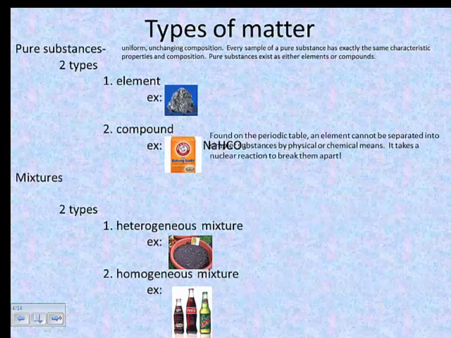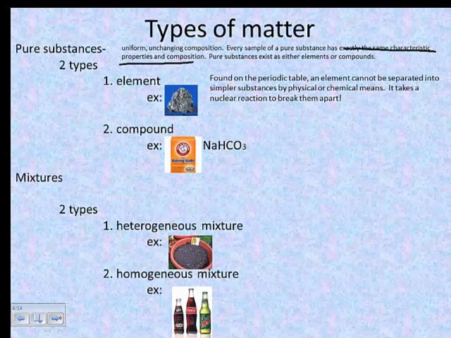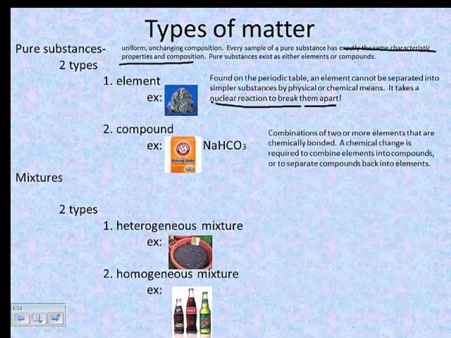Now, elements. Elements are found in the periodic table. Obviously, you cannot separate elements into anything smaller. We'll find out later on that's not true. That takes a nuclear reaction to break them apart. We're going to focus on chemical reactions till the end of the semester when we talk about that. So elements cannot be broken apart, and they're found in the periodic table. That's what you need to get from that. Compounds, on the other hand, you see the baking soda down there. Combinations of 2 or more elements that are chemically bonded. So you see here we have a sodium, we have a hydrogen, carbon, 3 oxygens. That's obviously a compound because it's got more than one thing. An element would be chlorine, zinc, gold, something like that on the periodic table.